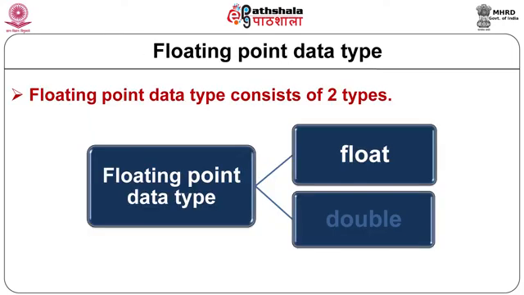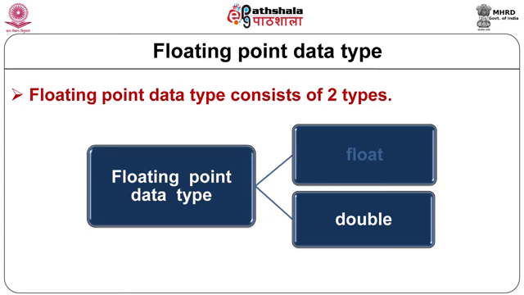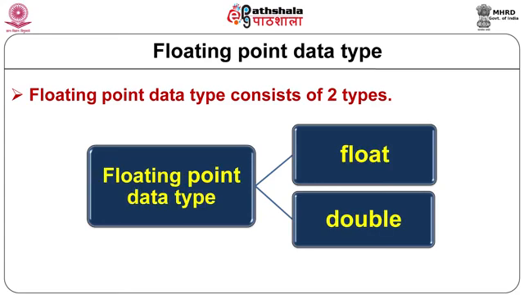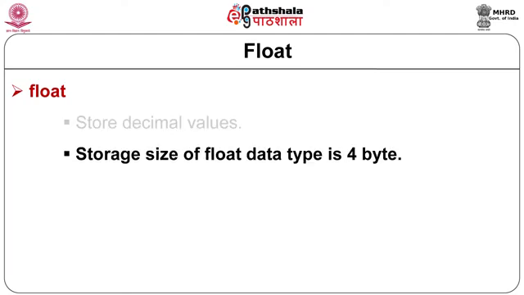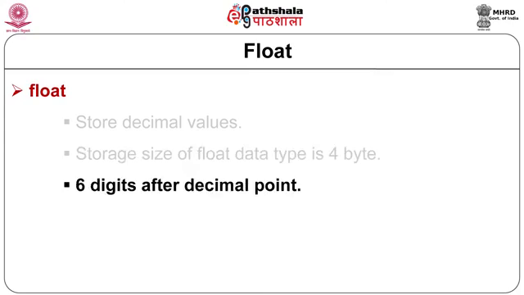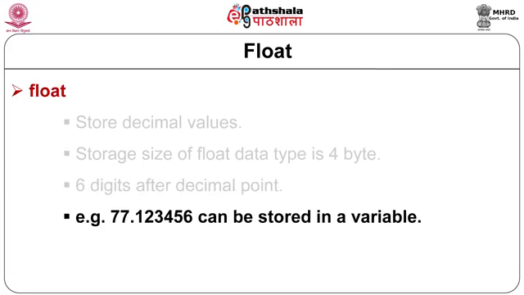Floating point data type. The floating point data types are classified as float and double. You can see one by one. Float data type allows a variable to store decimal values. Storage size for float data type is 4 byte. 6 digits after the decimal point can be considered. For example, 77.12345 can be stored in a variable.